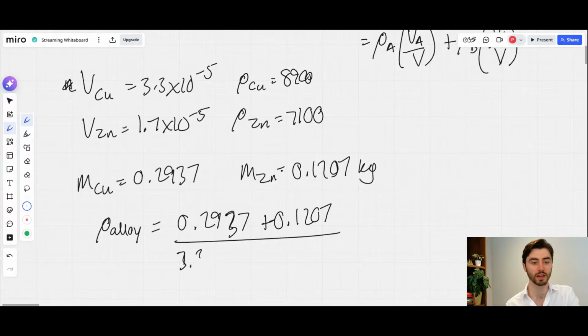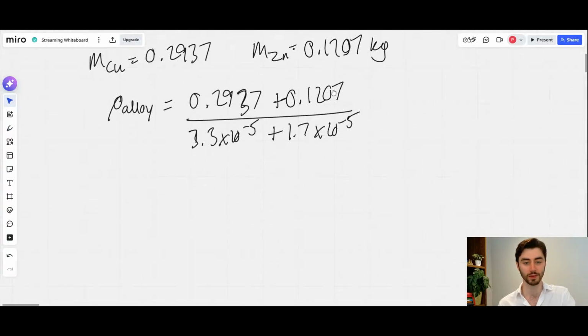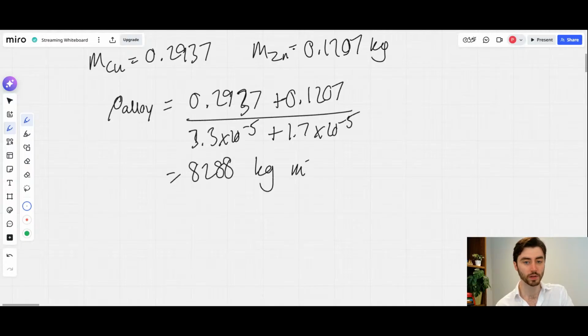So 3.7. In fact, if you guys want to jump ahead of me and actually run this in your calculators, I'm very happy. This is just a simple calculation, so you guys can give me spoilers on this one. But in the meantime, let me try and work that out on my own. So 0.2937, 0.1207, 3.3. I'll take your word for that. Is going to be 8288 kilograms per cubic meter.